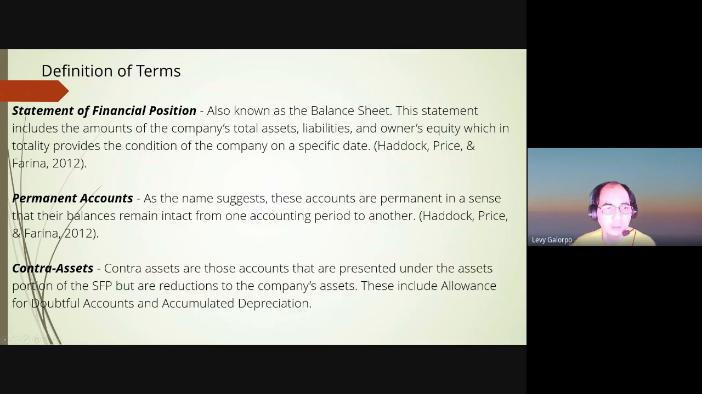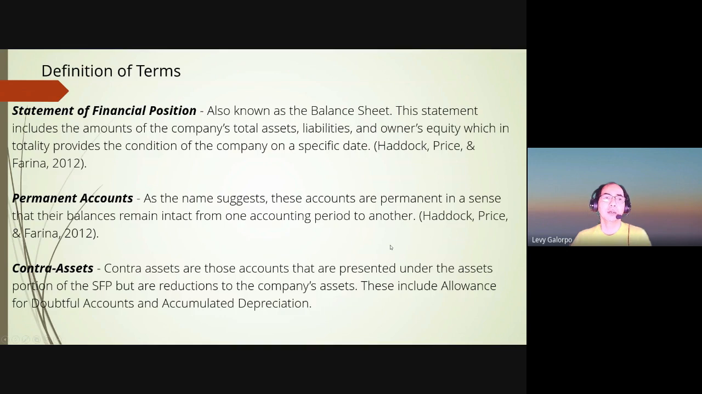Okay? The statement of financial position, also known as the balance sheet, this statement includes the amounts of the company's total assets, liabilities, and owner's equity, which in totality provides the condition of the company on a specific date. Okay, no? Dito pinapakita yung tinatawag nating, sabi natin, major accounts found in the balance sheet. The assets, the liabilities, and the owner's equity.